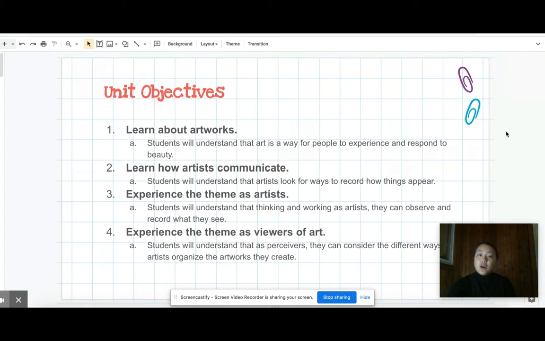Two, learn how artists communicate. Students will understand that artists look for ways to record how things appear. Three, experience the theme as artists. Students will understand that thinking and working as artists, they can observe and record what they see. Four, experience the theme as viewers of art. Students will understand that as perceivers, they can consider the different ways that artists organize the artworks they create.